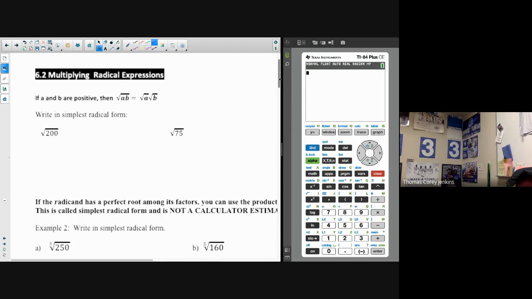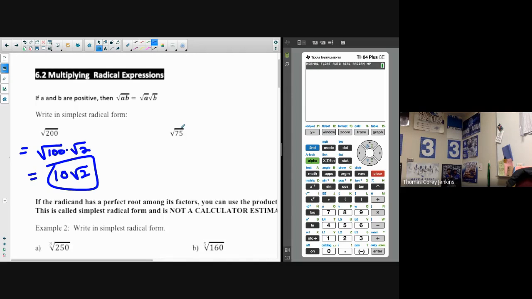So to begin, there's a lot of simplifying radical expressions here. Remember, we did a lot of that in some previous chapter work, and we'll review it. When we do that, we're trying to take out the biggest perfect square. So in this case, we would break down 200 into the square root of 100 times the square root of 2, which gives us 10 square roots of 2.